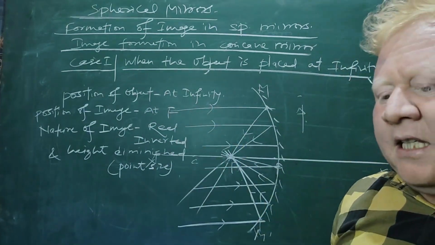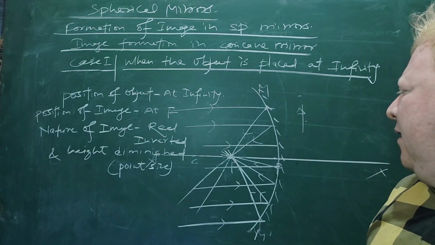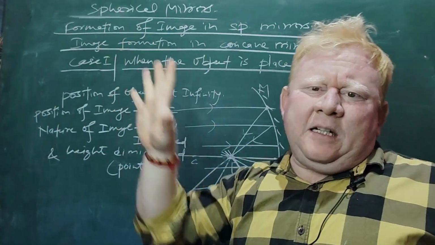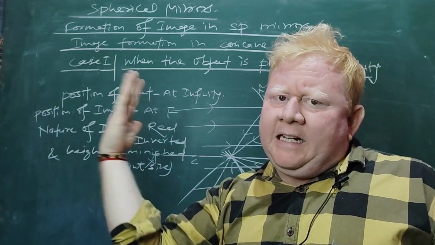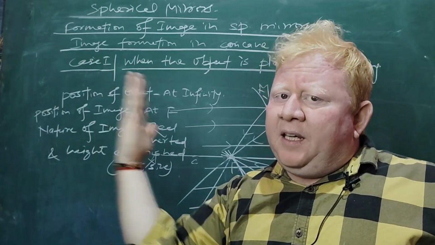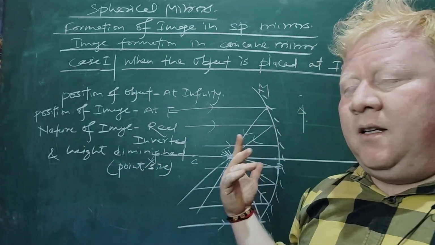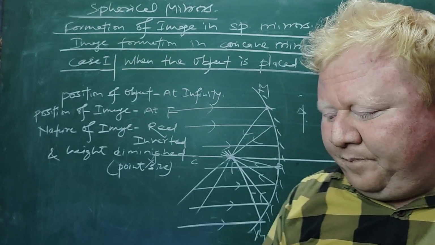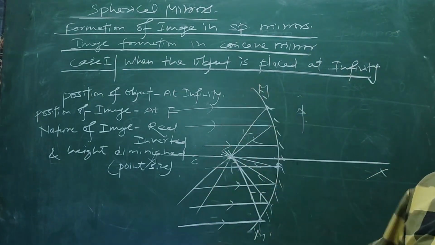Now we shall discuss case 2, right? Case 1 was when the object is placed at infinity. Now let me tell you that as and when the object is placed closer to the mirror, the size of the image will go on getting bigger. We will discuss. Okay, let me rub this one.